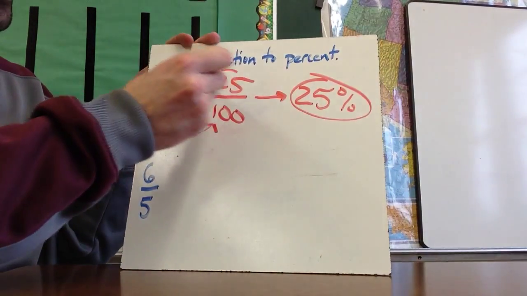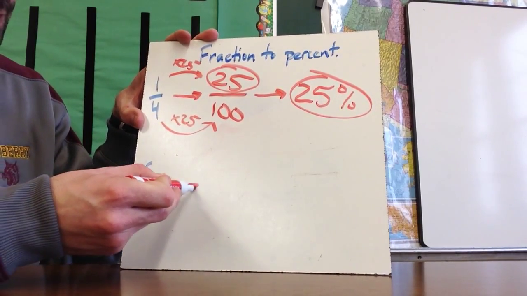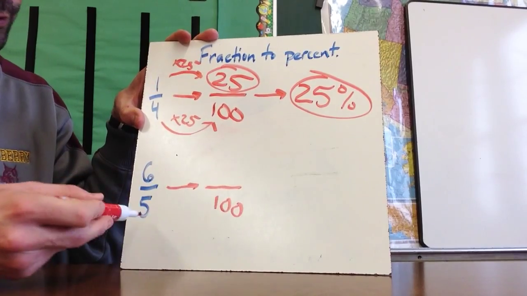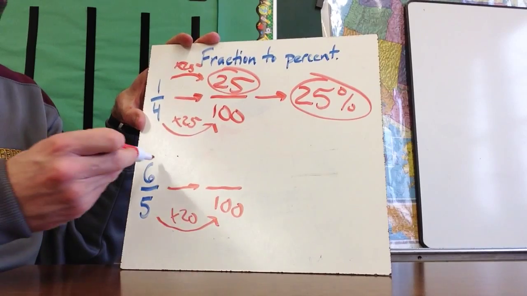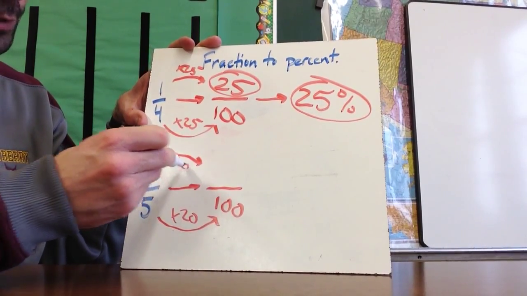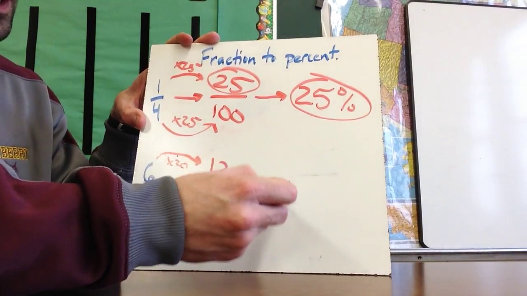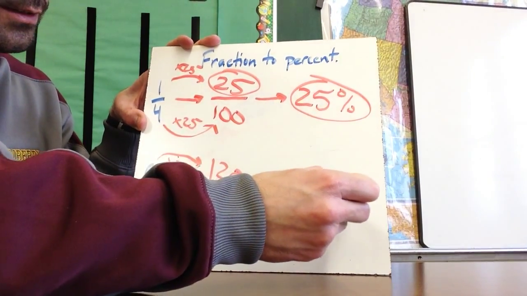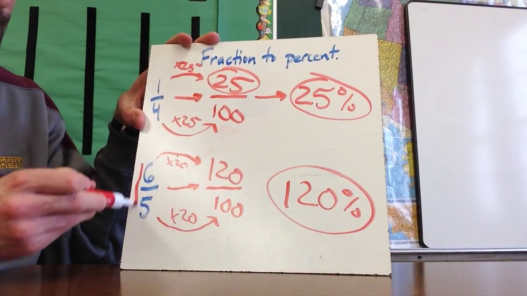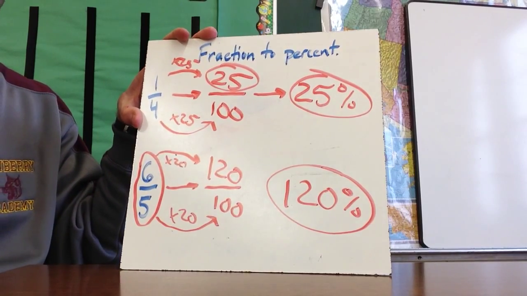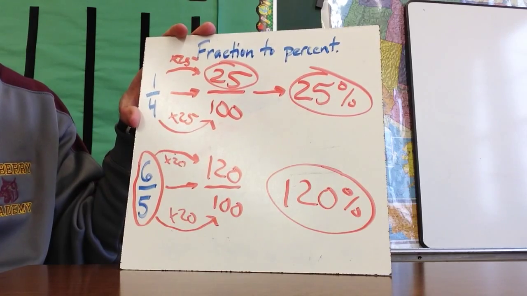Once I get it out of 100, that becomes my percent. Same thing down here. I want to turn this into a fraction out of 100. To get from here to here, I'm going to multiply by 20, which means I need to multiply the top by 20. 6 times 20 is 120, which means this is 120%. Now, some people panic because this is over 100%, but this number here was over 1. And if 1 is 100%, a number that's over 1 would have to be over 100%.